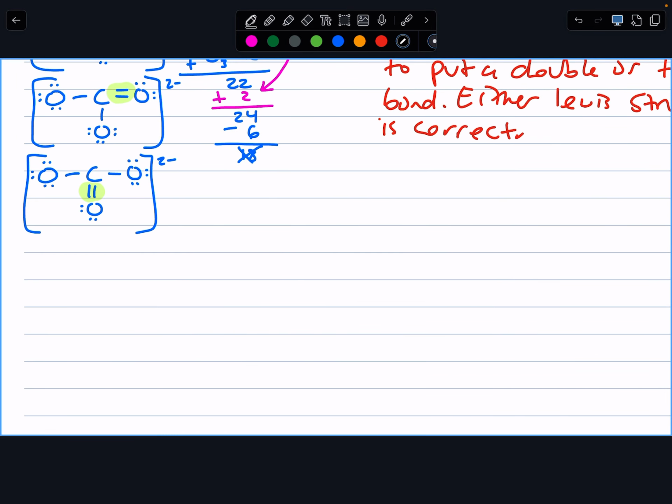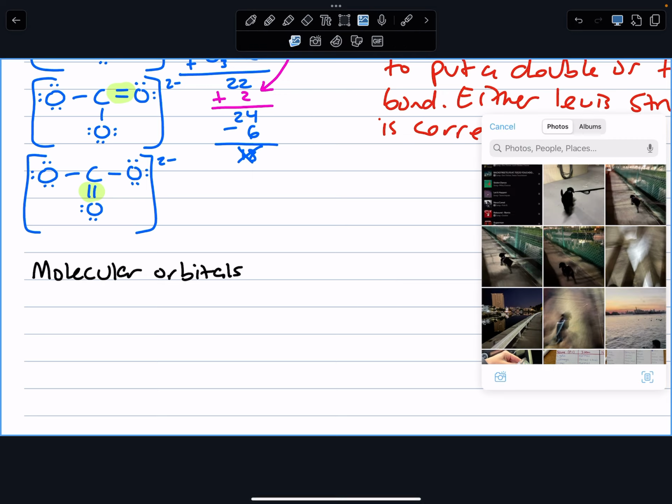So, next part is molecular orbitals. Okay, so I don't have the orbital picture. It's on my computer. Oh, maybe I can take a picture like this. Oh no, I can't draw it, unfortunately.